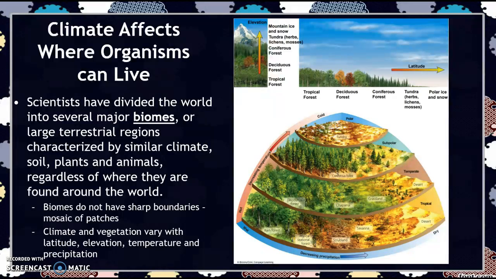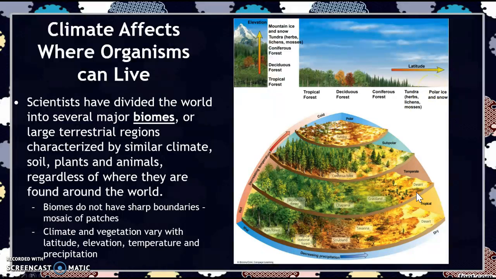Climate and vegetation vary with latitude, elevation, temperature, and precipitation. So over here, it shows this nice little figure that as we get higher in elevation, we go from tropical forest all the way up to mountain ice and snow. And this also shows latitude. So the closer we are to the equator, the more tropical our forests are, and the closer we get to the poles, we get that ice and snow.